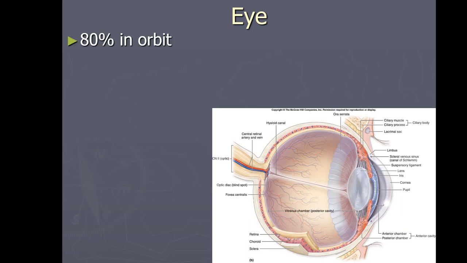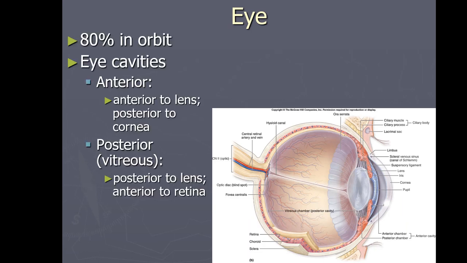So looking at the anatomy of the eye, 80% of the eye is in the eye socket or orbit. There's two big sections, two big cavities, anterior and posterior. Looking at this eye, you're looking at a section that they cut like a sagittal section through the eye, so you're looking at a side view. This is the front. This is the back. So this person would be looking this direction, and they did a sagittal cut right through the eye.